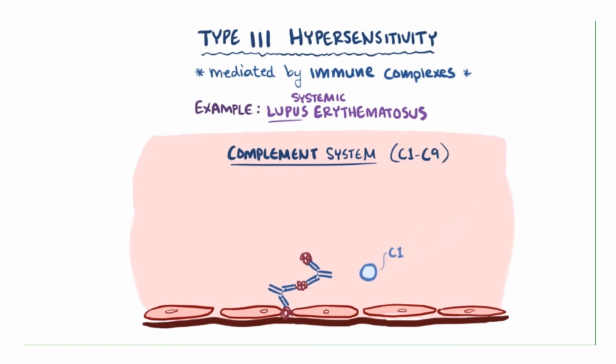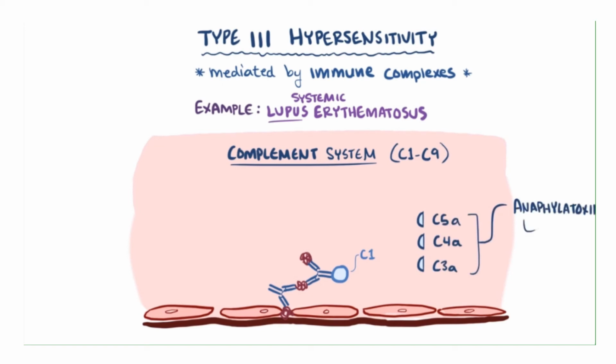In this case, C1 binds to the antibody-antigen complex, which sets off a chain reaction and activates C2 through C9. When a complement protein becomes activated, it's often cleaved or chopped by an enzyme, which results in little fragments. Fragments C3a, C4a, and C5a are anaphylatoxins and increase vascular permeability, meaning fluid leaks out more easily, which causes edema or fluid buildup.